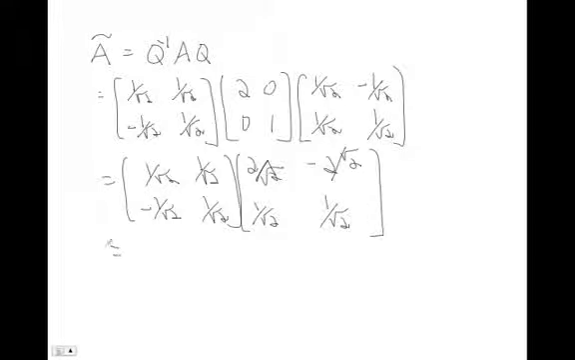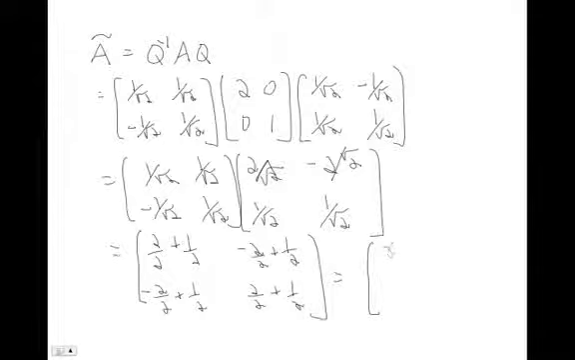And then I multiply those two matrices together, and I get 2 halves plus 1 half up here. And I get minus 2 halves plus 1 half here. And I get minus 2 halves plus 1 half here. I get 2 halves plus 1 half here. And let's simplify that. And so I get 3 halves, minus 1 half, minus 1 half, and 3 halves. So now I took this matrix A, this function A, 2, 0, 0, 1, and I mapped it to this new function A tilde, which is 3 halves, minus 1 half, minus 1 half, 3 halves.